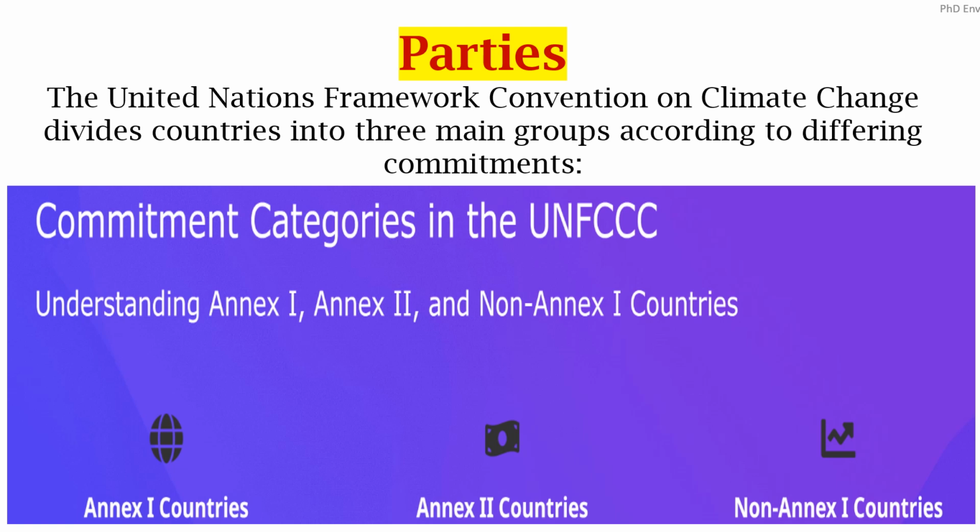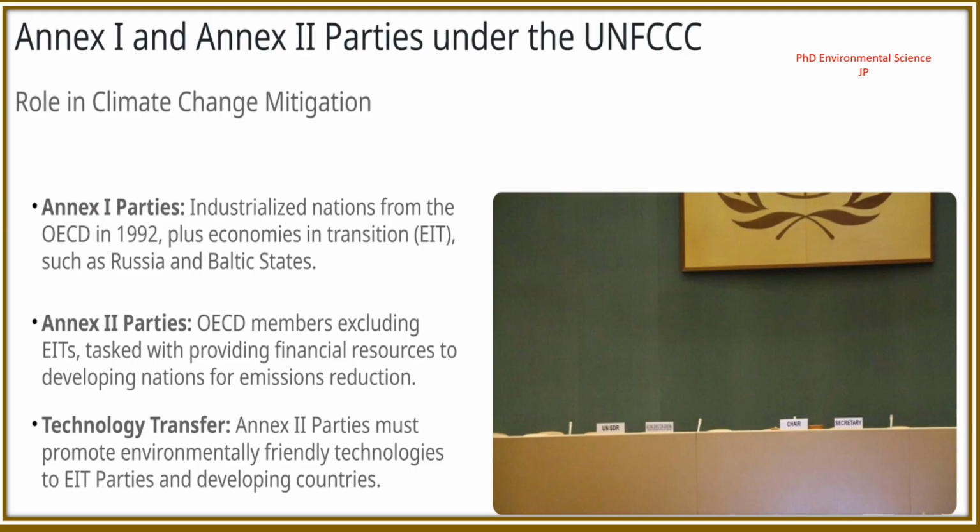The United Nations Framework Convention on Climate Change divides countries into three main groups according to differing commitments: Annex 1 countries, Annex 2 countries, Non-Annex 1 countries. Annex 1 parties include countries that were industrialized and part of the OECD, Organization for Economic Cooperation and Development, in 1992. It also includes countries whose economies were changing, EIT, like Russia, the Baltic states, and several countries from Central and Eastern Europe.